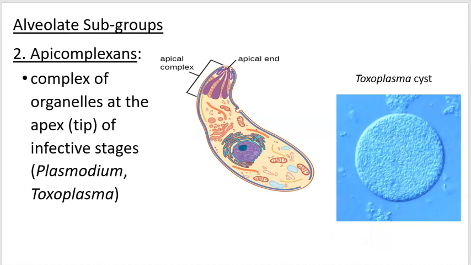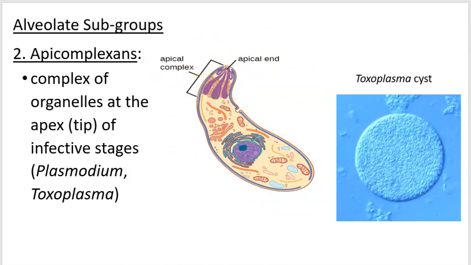When we look at the other alveolates that are out there, the apicomplexans, they're named because they have an apical complex over here. And it's basically this group of organelles that you find on the tip of the infective stage of the organism. And when you look at this, Plasmodium is what causes malaria. And so this thing can infect your cells using the apical complex as basically a drill to get into your cells right there.